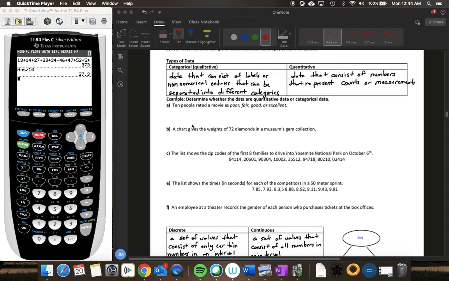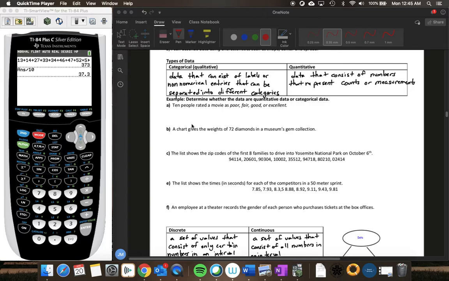categorical and quantitative. To start off with, categorical data, sometimes referred to as qualitative data, is data that consists of labels or non-numerical entries that can be separated into different categories. So that last part, categories, is why we typically call this categorical data. Now, categorical data can still have numbers. So when it says labels or non-numerical entries, those labels can actually be numerical values. So it's not as if categorical data is values that are not numbers.